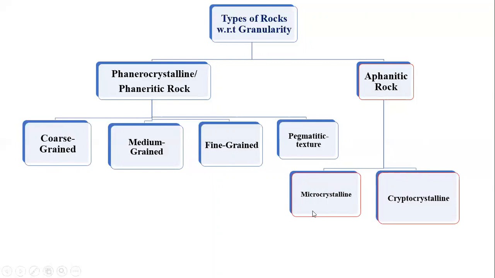that aphanitic rock in which crystals are visible or they can be identified with the help of a microscope. Those aphanitic rocks in which individual crystals are distinguishable with the aid of a microscope are termed microcrystalline rocks, while cryptocrystalline rocks are those rocks in which individual crystals are too small to be separately distinguished even under the microscope. And in cryptocrystalline, as individual crystals are much smaller and cannot be identified even under the microscope, they are then studied with the help of X-rays.